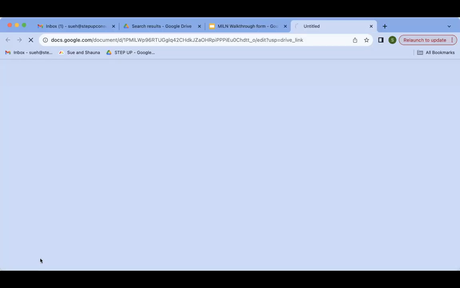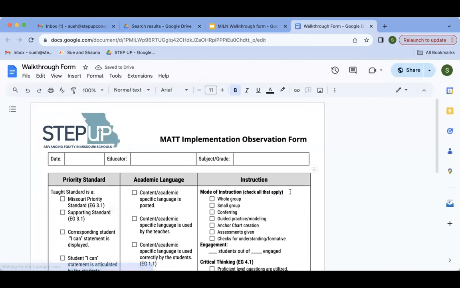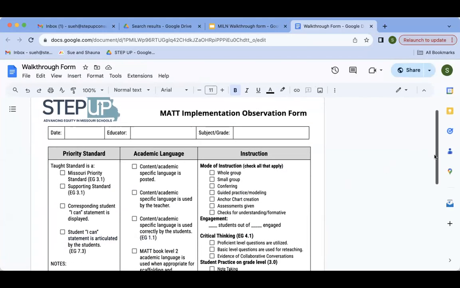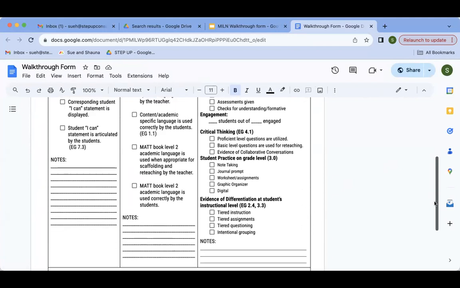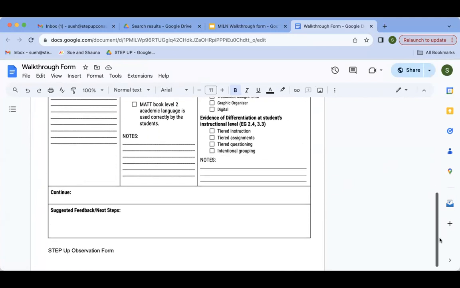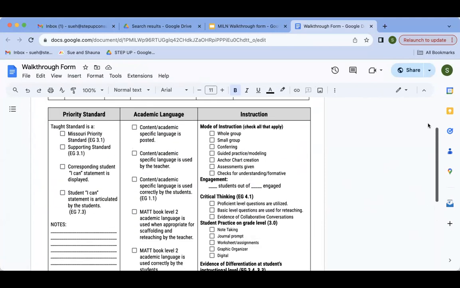And then I do have a link to the actual form right here. We have printed these off and we're writing in them and checking off boxes. There's a place for things we want the educator to continue and then suggested feedback or next steps.